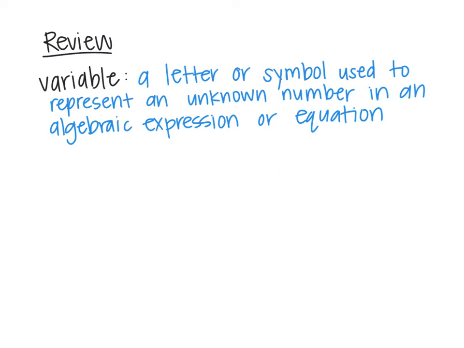This means when we don't know what one of the numbers is in an expression or an equation, we can use a letter or a symbol in its place. For example, if I had the problem 5 plus something equals 8, this is a symbol that I could use to represent what I don't know yet. I could also write this as 5 plus n equals 8. You can use symbols or letters to represent a number, and that's called a variable.